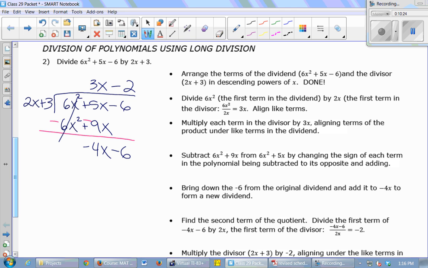Then you have to distribute this minus 2 to both terms in your divisor. Minus 2 times 2x is minus 4x. Minus 2 times 3 is minus 6. Then you have to subtract both of these, minus, minus. And you get negative 4x minus negative 4x is 0. Negative 6 minus negative 6 is 0. Negative 6 minus negative 6 is like negative 6 plus 6, right? Minus a negative changes to a plus.